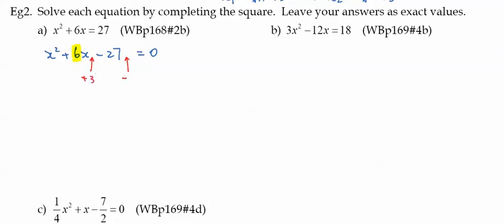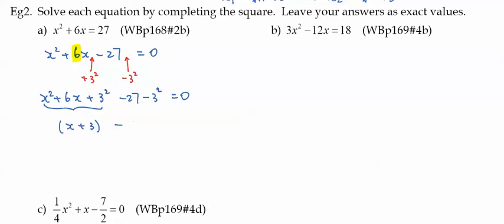I divided by 2 as the number we'll be using, and I will offset the change at a later time. This equation will still be the same, and then minus 27 minus 3 squared. The first 3 terms will create a perfect square for us. And then minus 27 minus 9 gives us minus 36. Oops, forgot the square here. Now we can solve this.